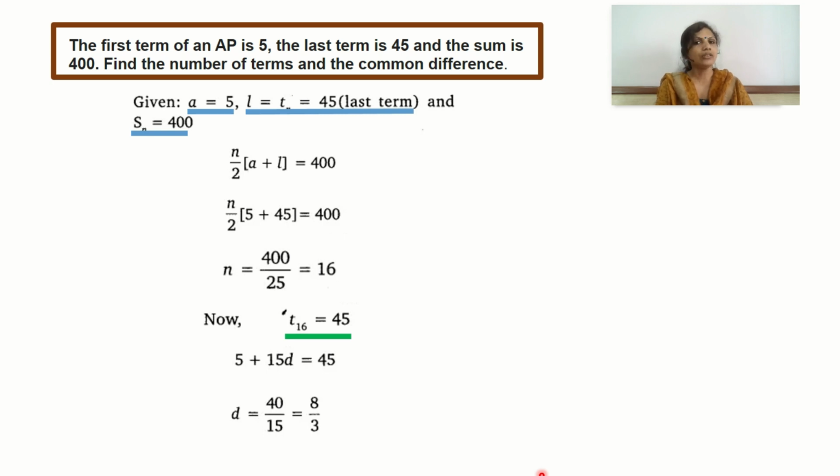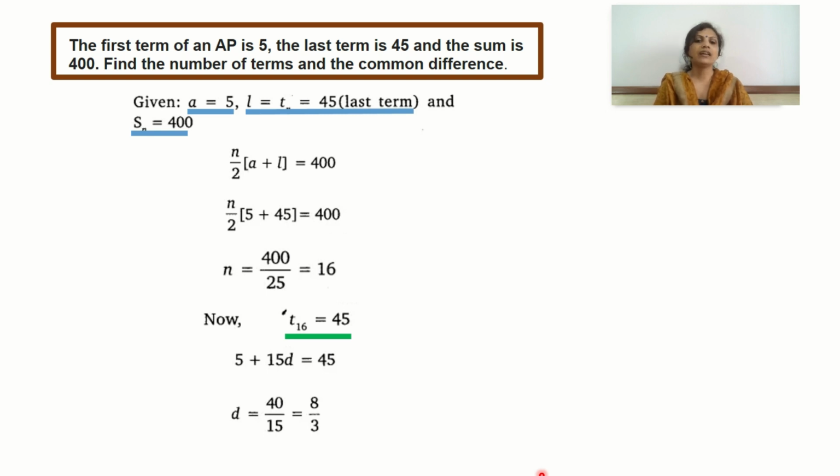Last term we also denote by AN. So either L or AN. And the sum is 400. We're given the last term is 45 and the sum is 400. Sum of the terms in this AP is 400. So SN is given to us. Find the number of terms and the common difference. Two things we have to find out.